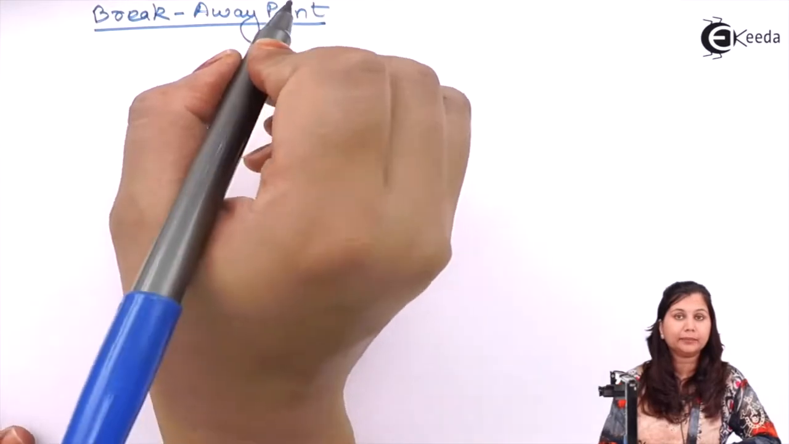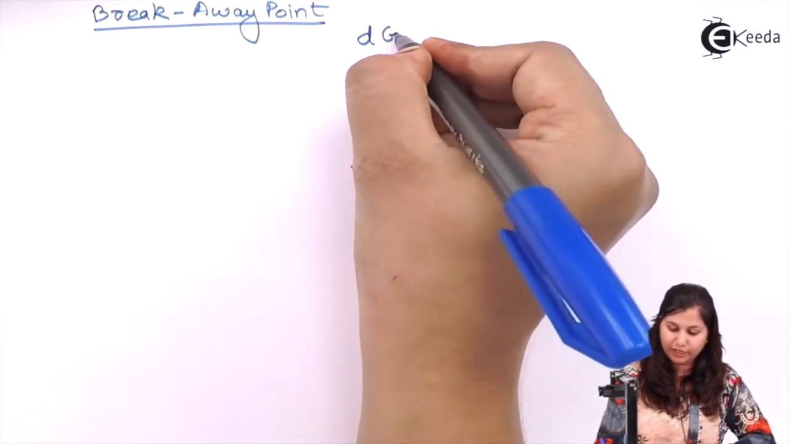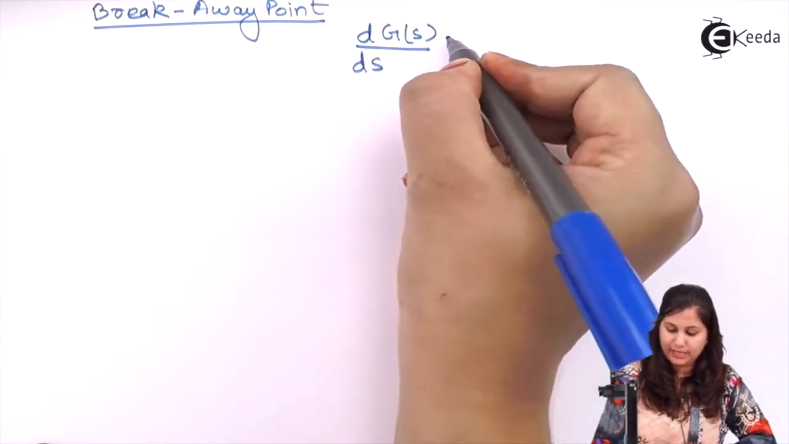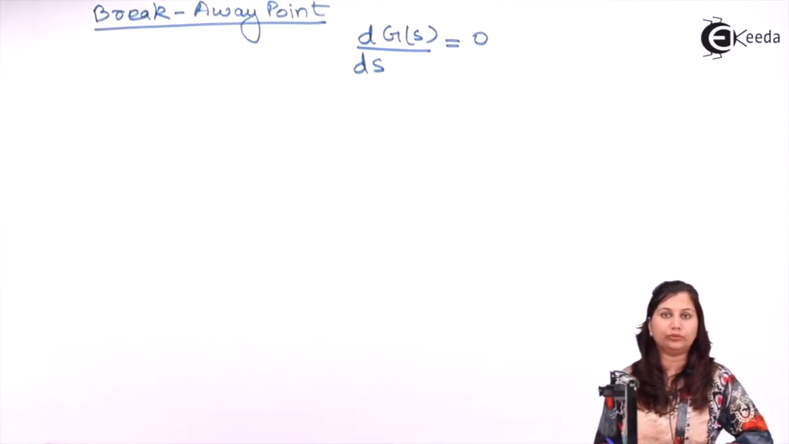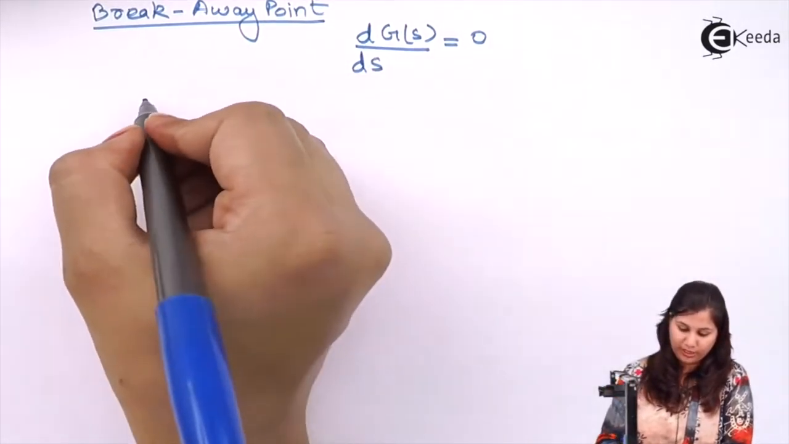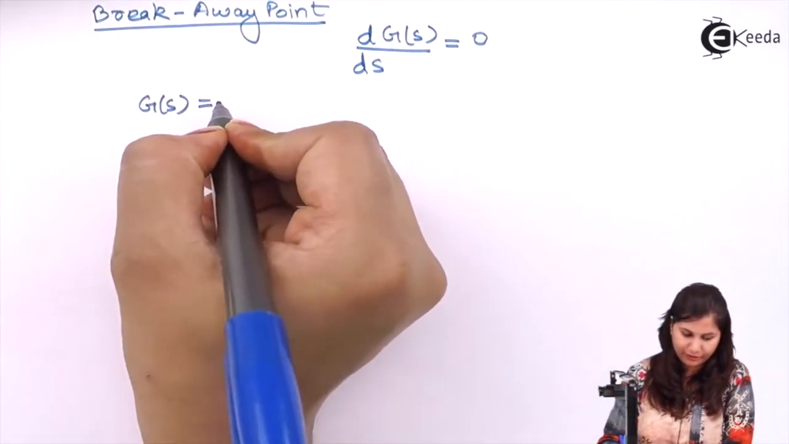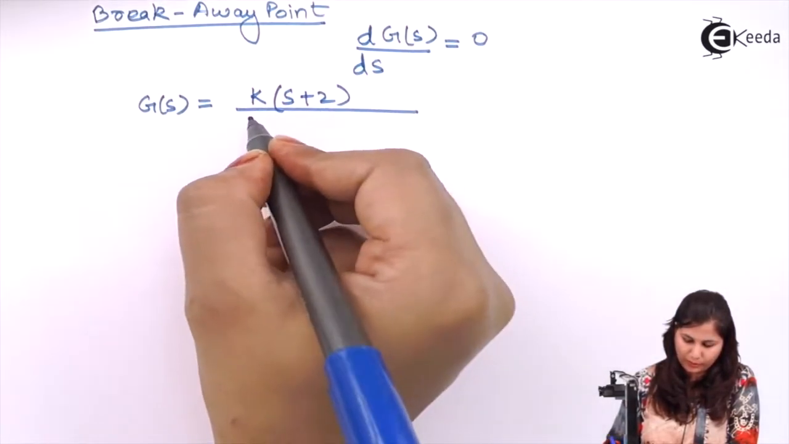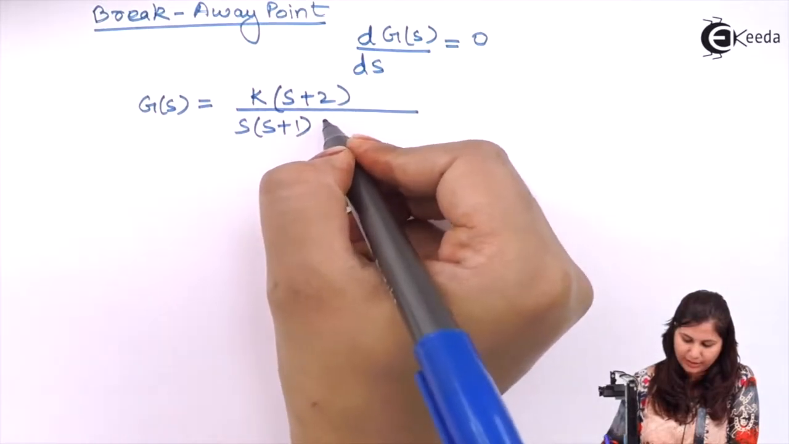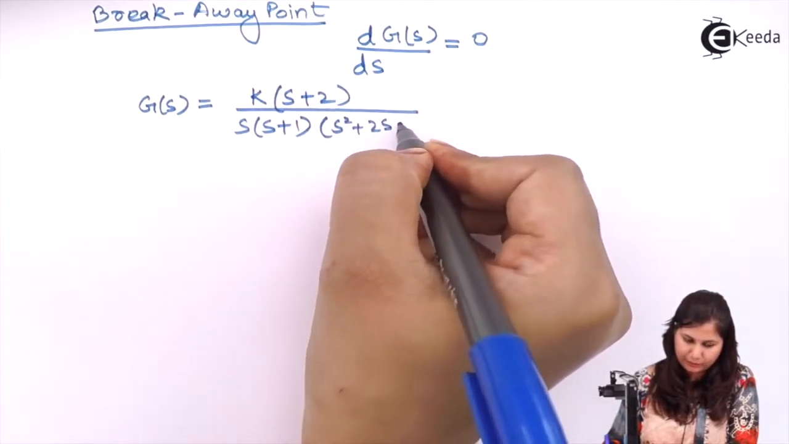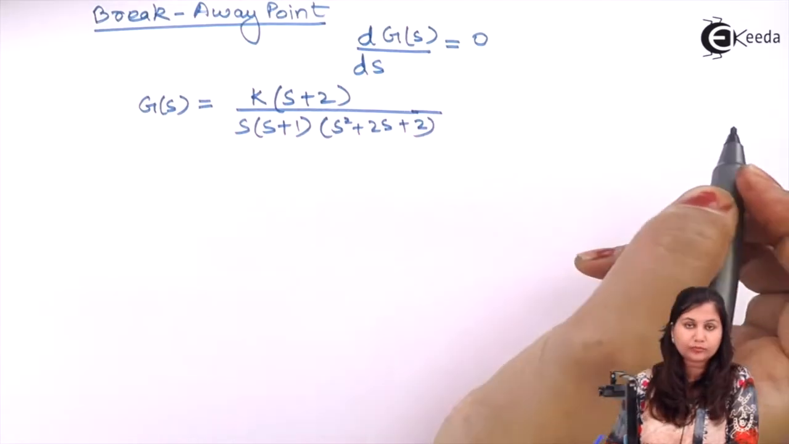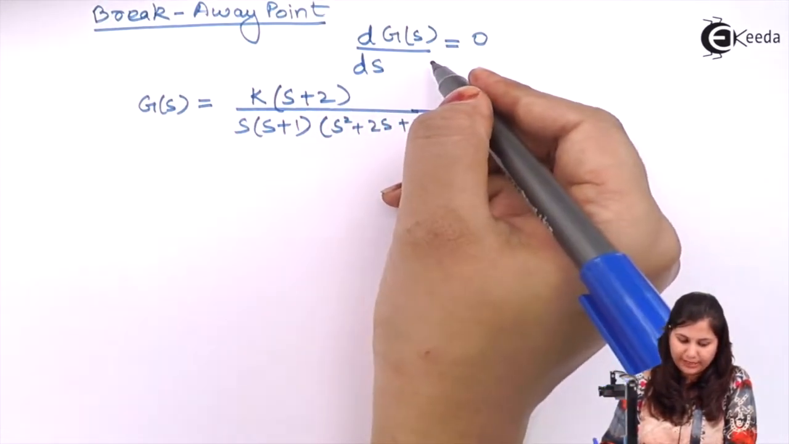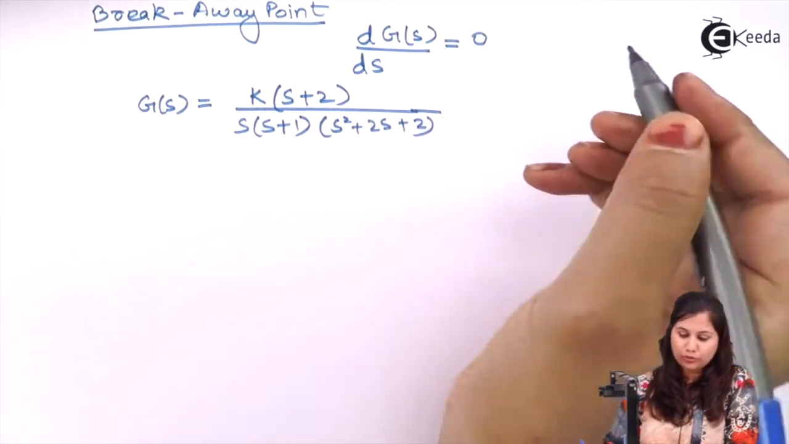Now for determining the breakaway point, we have to differentiate the open loop transfer function G(s) with respect to s and then equate it to 0. Okay, so G(s) is given to us as K(s+2) upon s(s+1)(s square plus 2s plus 2). So differentiate this equation with respect to s and then equate it to 0.